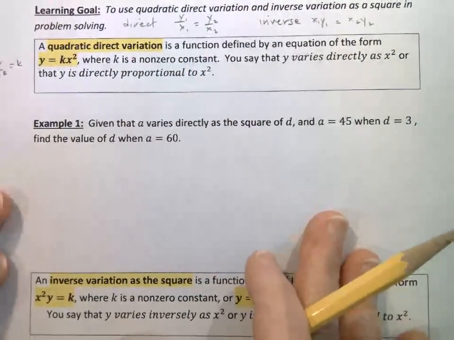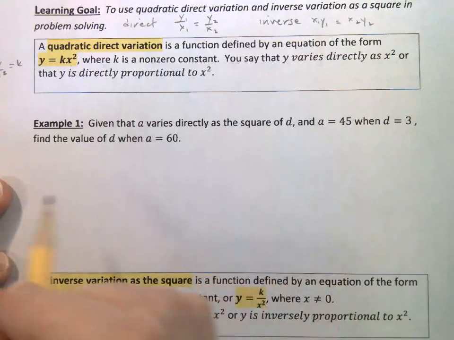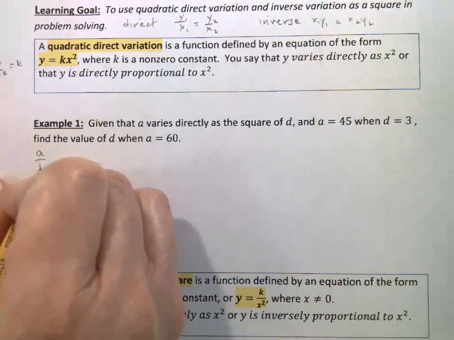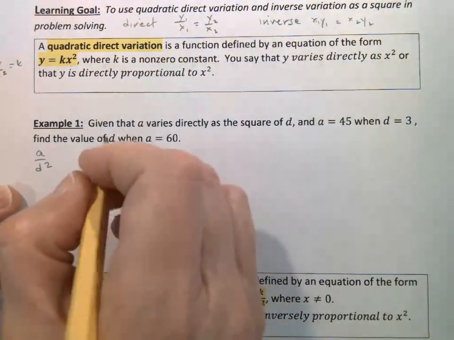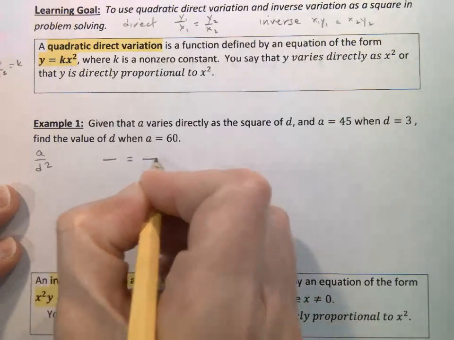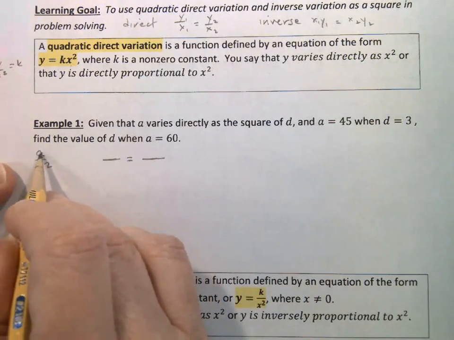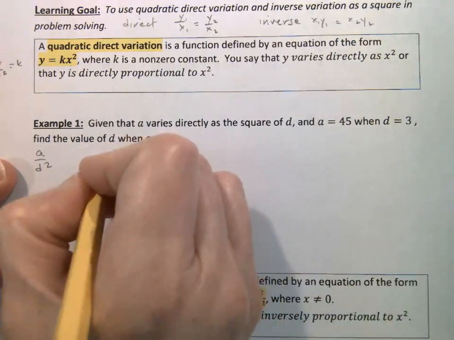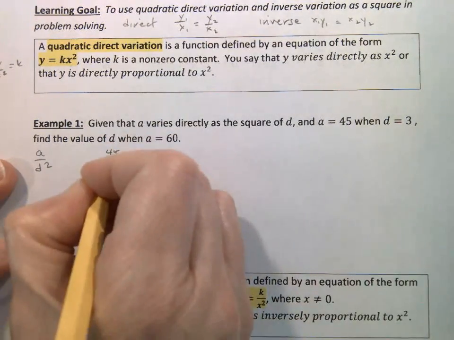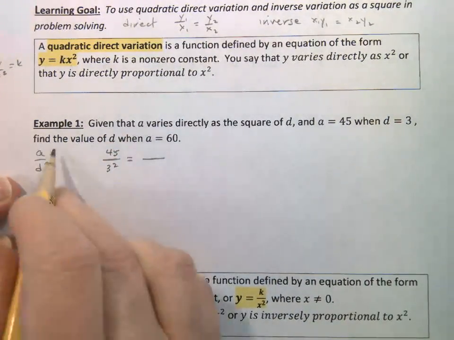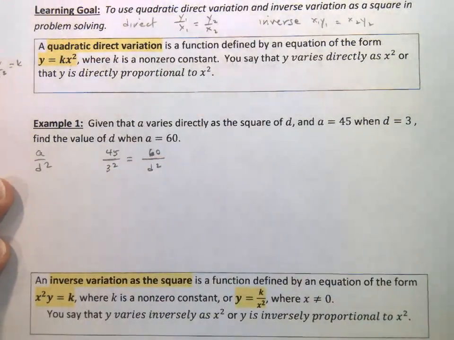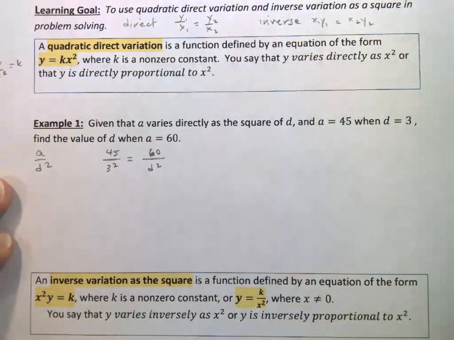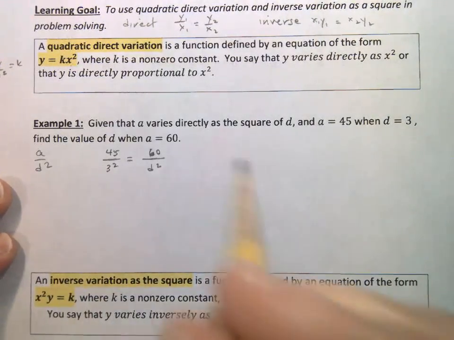Okay, given that a varies directly as the square of d, and a equals 45 when d equals 3, find the value of d when a is equal to 60. So this is where we're going to put our proportion in. Okay, so a is going to go on top. So the first time we have a is 45 when d is 3, so 3 squared goes on the bottom. The second time we have a is 60, and we're looking for d squared, which is why we're doing this in our quadratic equation section.